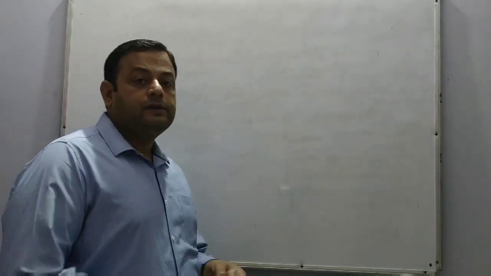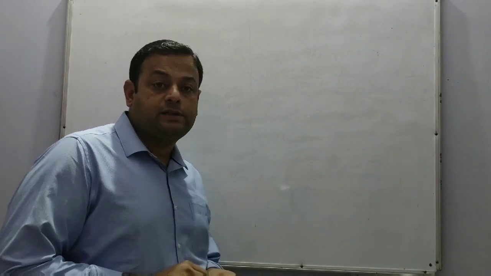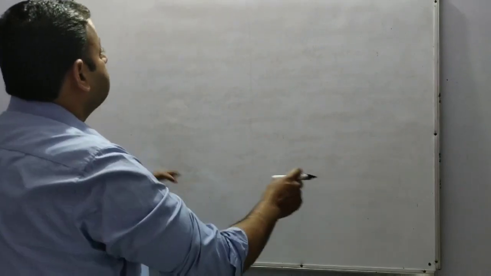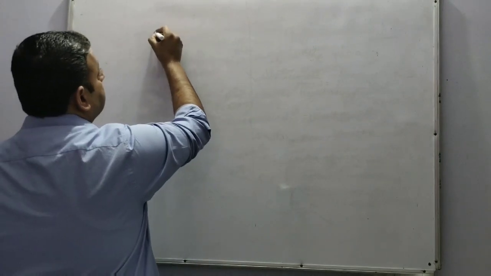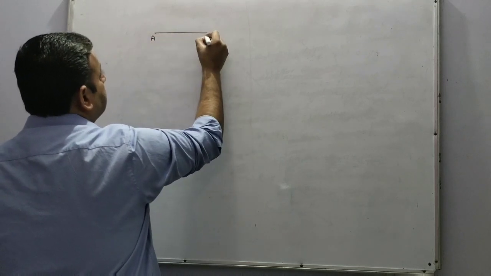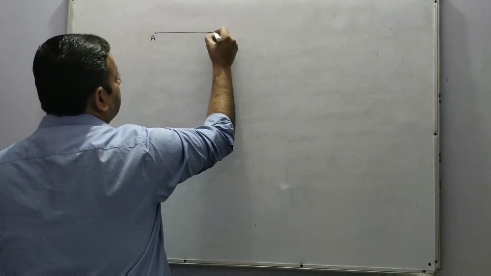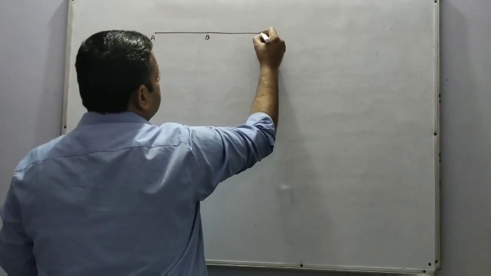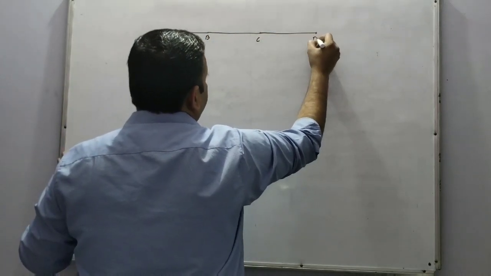Now today we are going to discuss how to calculate the average speed as well as average velocity. Now let us have a look at the condition. This is point A, point B, point C and point D.